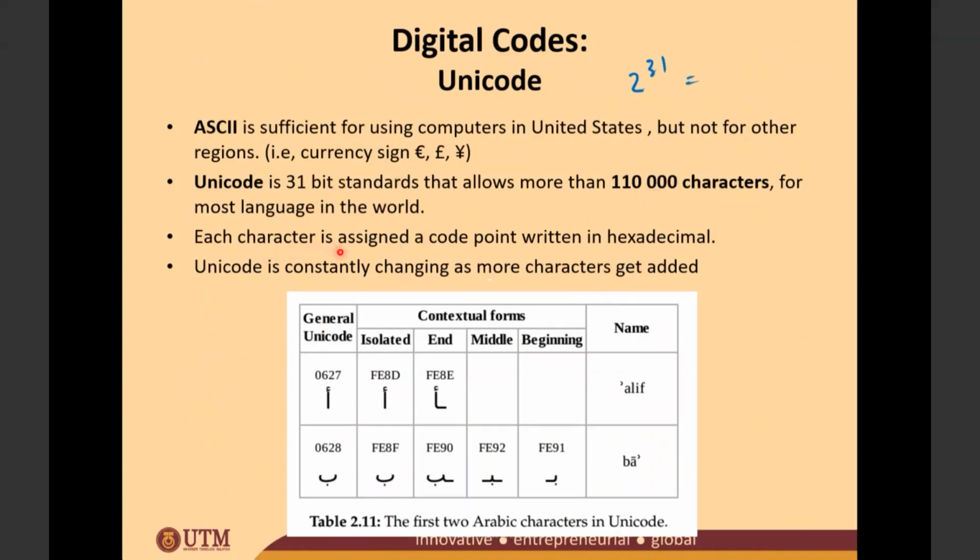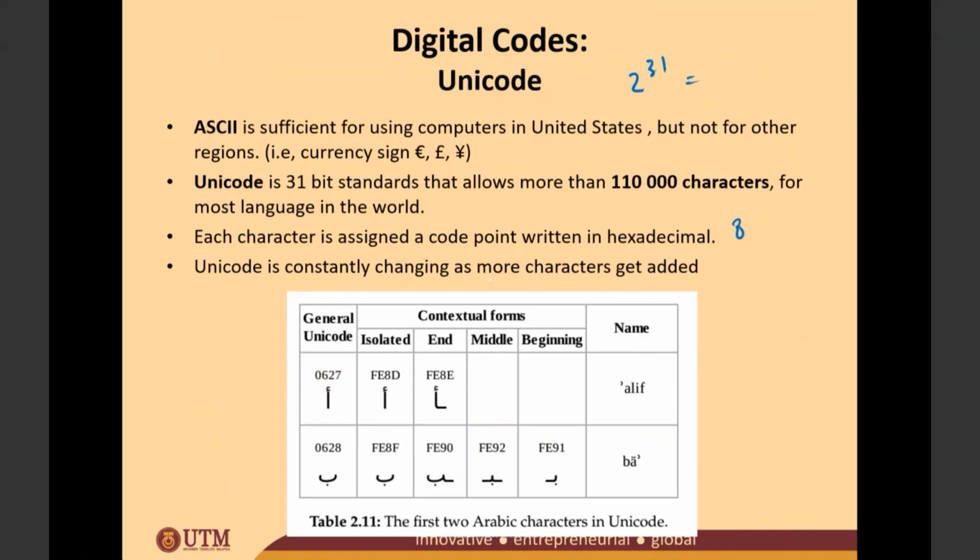So each character is assigned a code point written in hexadecimal. Kenapa hexadecimal? Kenapa tak guna binary number? Sebabnya 32 bit. Bayangkan kamu nak tulis 32 bit, 1011 sebanyak 32 kali. Quite panjang. So kita simplifykan dia guna hexadecimal, di mana kamu bahagikan dia macam ni lah. So this is a represent 32 bit.